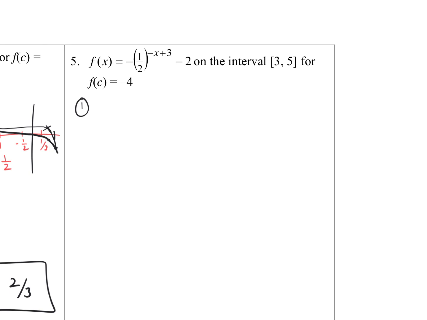If it's an exponential, continuous, right? I can have negative values in there and I'm going to get outputs. So it is continuous. There is no vertical asymptote, right? Because there's no denominator there that we set equal to 0. So it is continuous on the interval from 3 to 5.